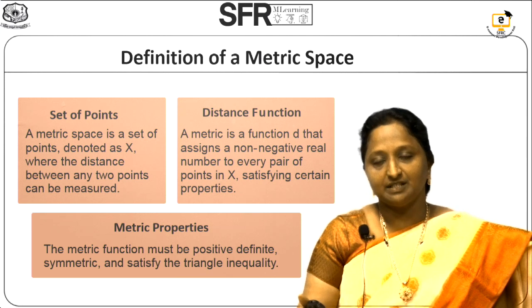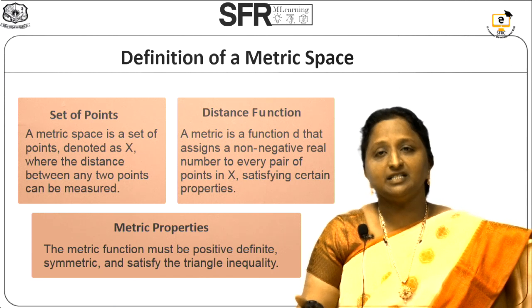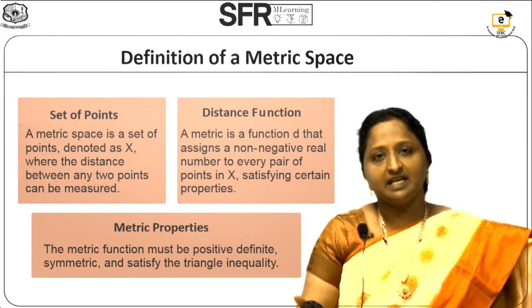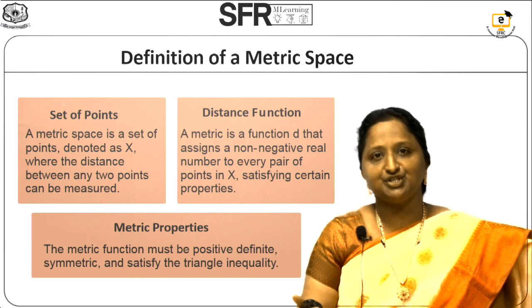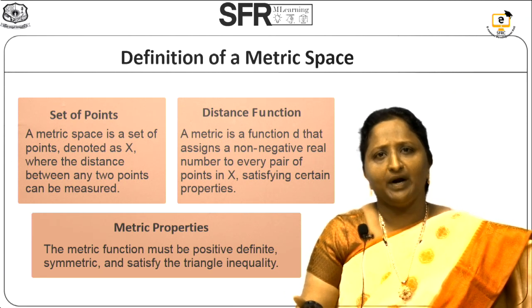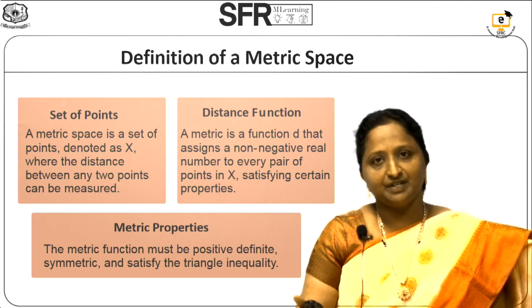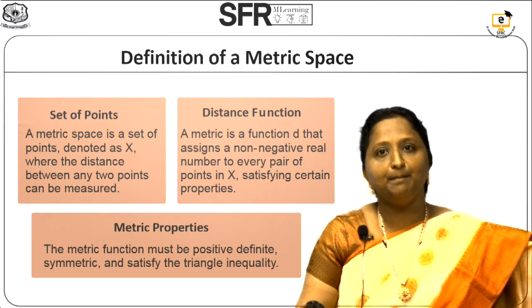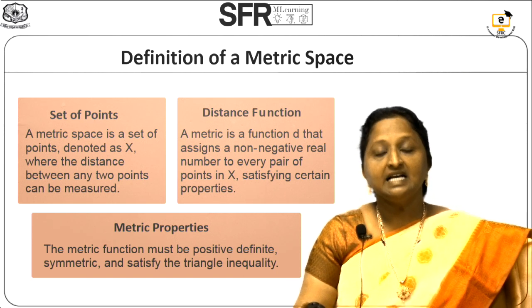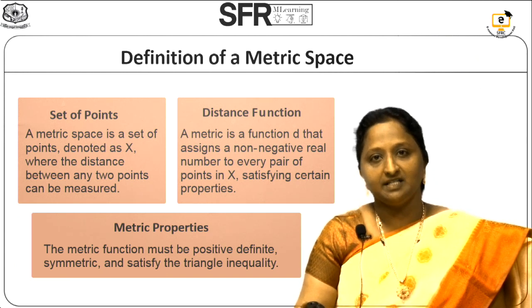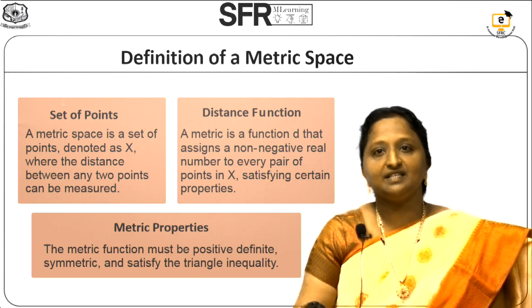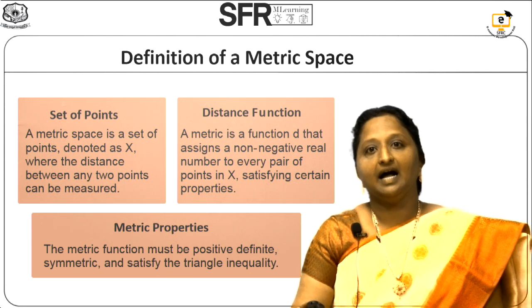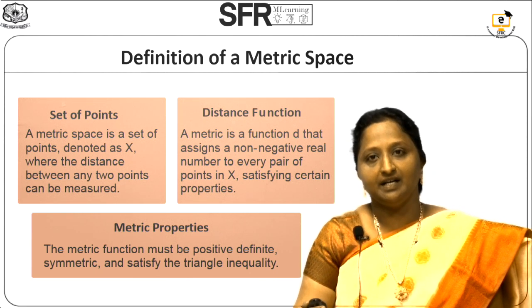Definition of a metric space. First of all, I want to define the metric space. We can define a metric space in two parts. First one is a set of points and the next one is a distance function. A metric space is a set of points where the distance between any two points can be measured. In the distance function, a metric is a function d that assigns a non-negative real number to every pair of points in X satisfying certain properties. The metric properties are positive definite, symmetric and satisfies the triangle inequality.